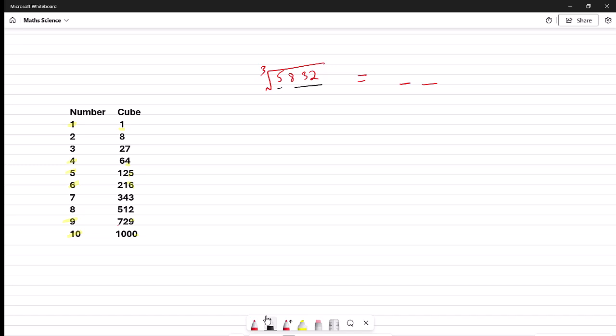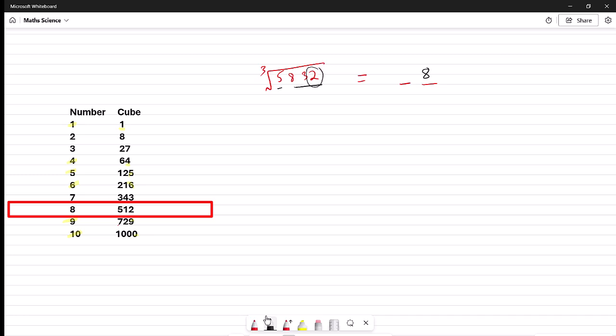So 832, see what number it's ending in. 832 is ending in 2. And if you notice the cubes of all of these numbers from 1 to 10, the last digit is unique. It's not the same for any one of them. So from our table here, let's see what number cube ends in 2. It's 8 here. So we can just write down 8 here. So that's our first step.